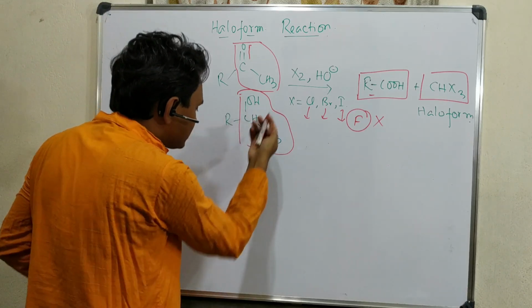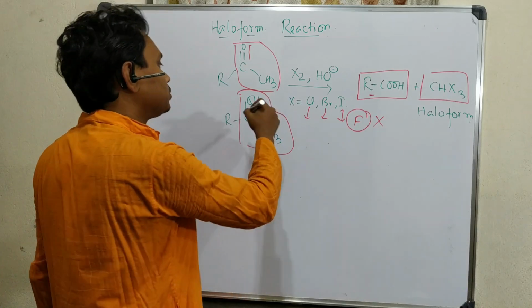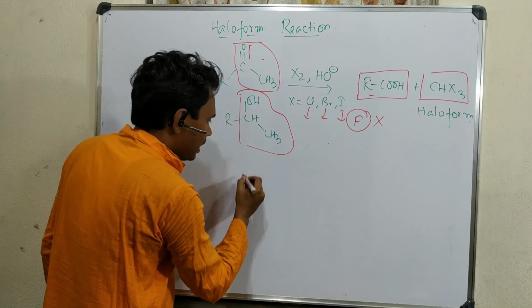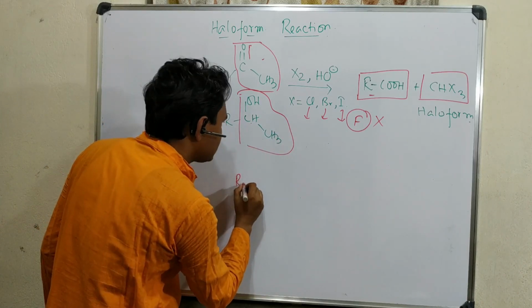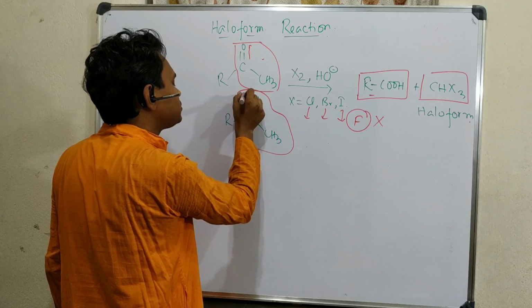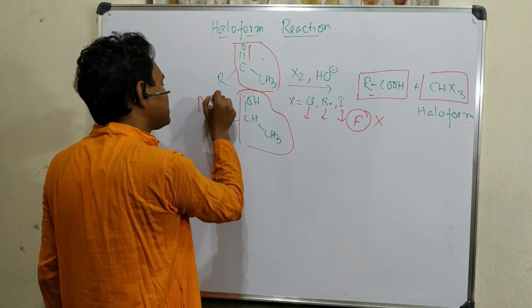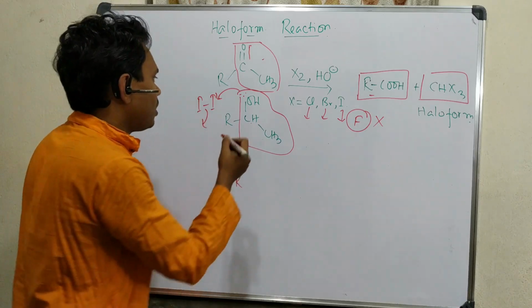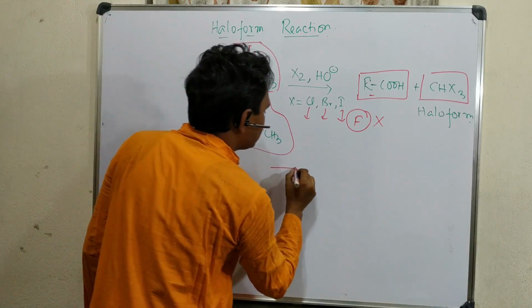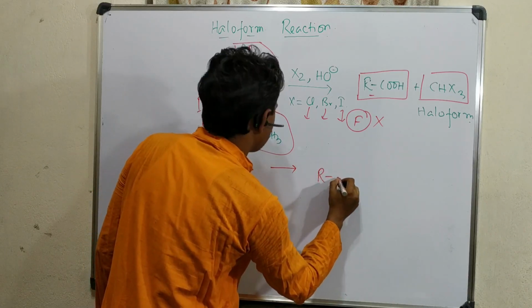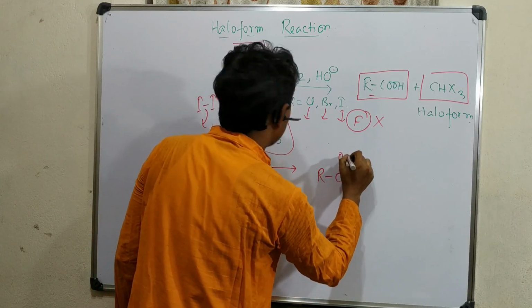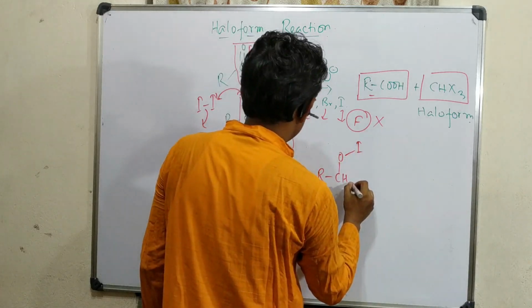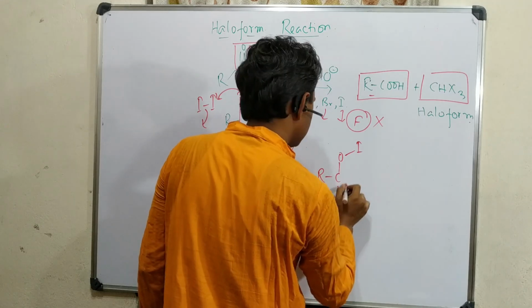What happens? This secondary alcohol is converted into the corresponding ketone in presence of halogen. How? Halogen acts as an oxidizing agent. So this OH first reacts with, for example, if we take iodine, it attacks here, and it comes out. To produce the C=O, this proton will be eliminated and this is produced. So this is H, this is CH3.